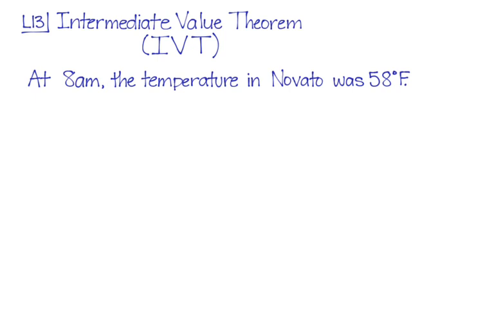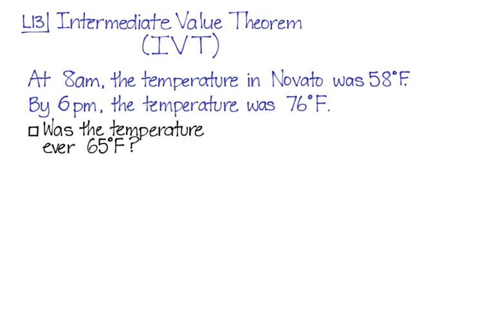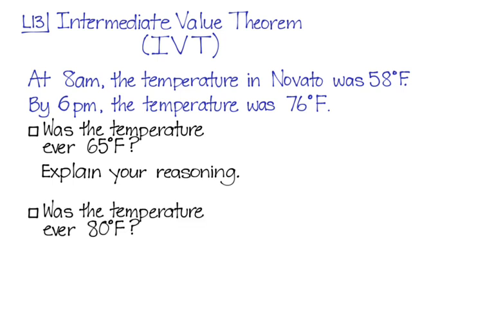At 8 o'clock in the morning, go outside and take the temperature in Nevada at 58 degrees Fahrenheit. Then later on at 6 p.m. you go outside and you take the temperature in your yard and you find that it's 76 degrees Fahrenheit. Was the temperature sometime between 8 a.m. and 6 p.m. ever 65 degrees Fahrenheit? And then explain your reasoning. Was the temperature ever 80 degrees Fahrenheit?